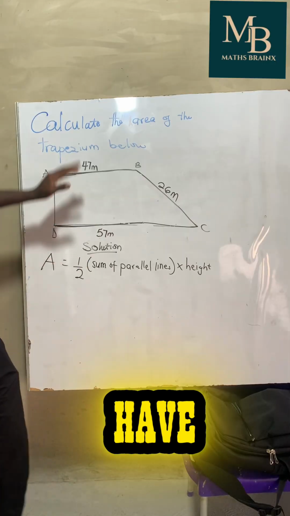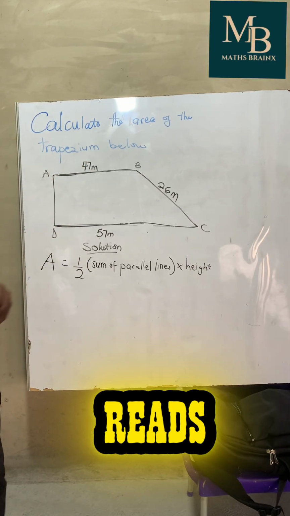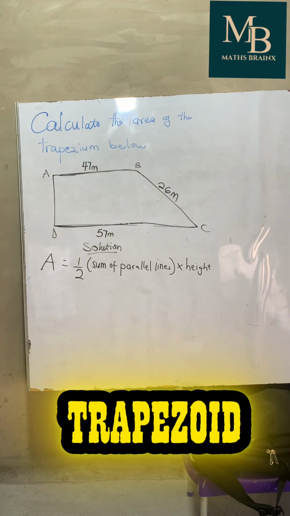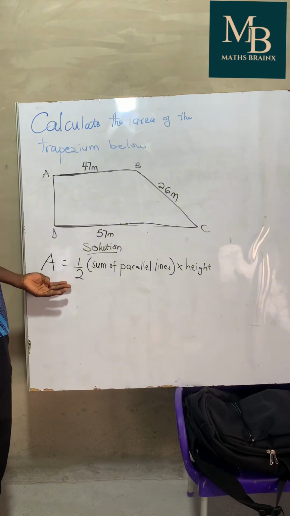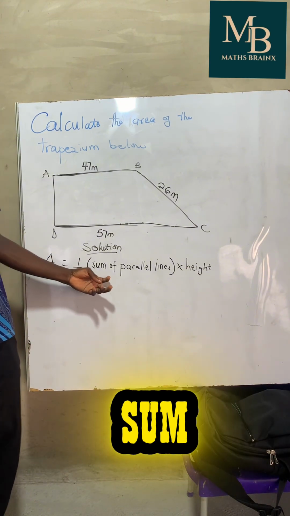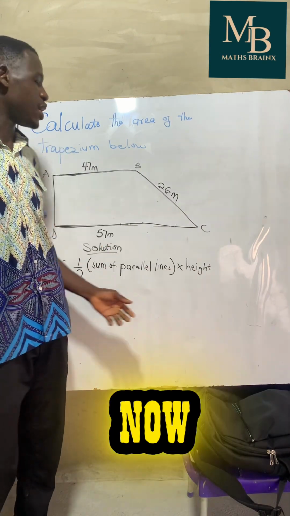Alright, today we have this question to solve. It reads, calculate the area of the trapezium below. So this is our trapezium. Now, we're writing a formula down. The formula for finding the area of a trapezium is 1/2 times the sum of parallel lines times the height.